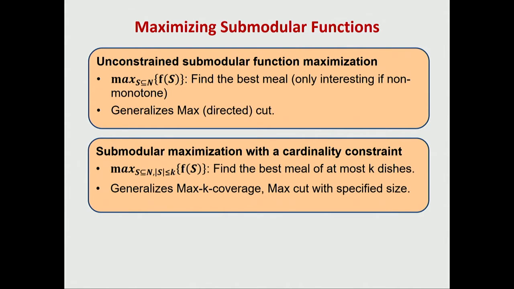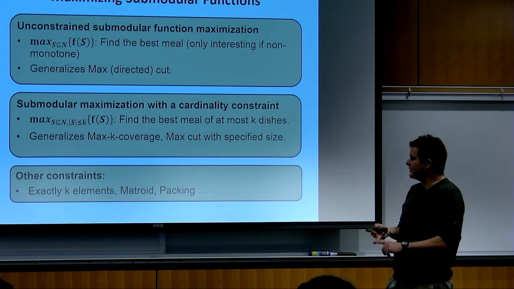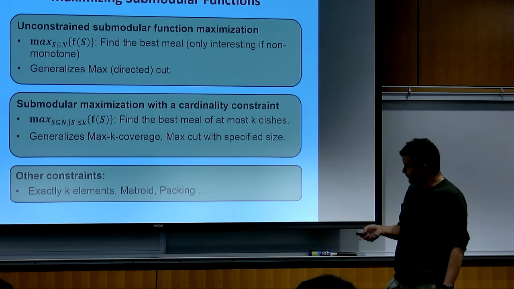We can also choose other constraints. Here are other constraints: find the best meal of 10 dishes, for example. I give you, you can choose at most 10 dishes, and then find the best meal. So this is a constrained problem. It generalizes max k-coverage, if you know the coverage function, or max cut with a specified size on the cut size. So this is an important problem. And in general, you can have many other constraints, so exactly k elements, packing constraints, matroids, all are interesting.